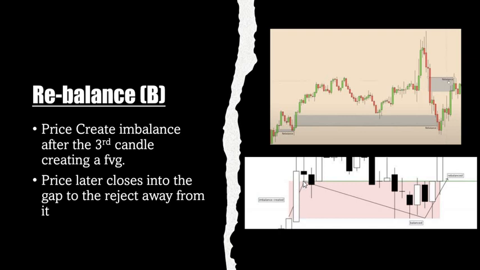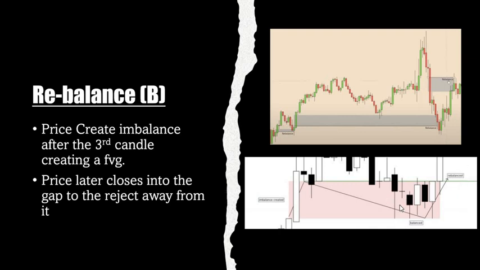It's an inefficiency. So for price to be balanced, what does it need to do? It needs to fill in this gap. So what does price do? Fills it in here, here, here, and then rejects off of it. So when price creates the fair value gap, price is imbalanced. When price fills the fair value gap, price is balanced. When price rejects it, price is rebalanced. So you go from imbalance to balance to rebalanced.